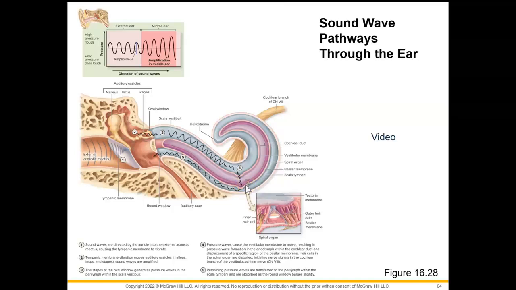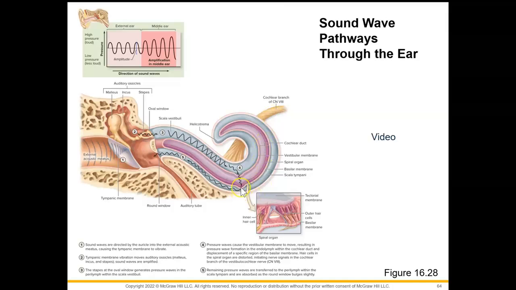And when it does that, the hair cells in the organ of Corti are going to be distorted, and that gives us the nerve stimulation that will be picked up by the cochlear branch and eventually sent over to our vestibulocochlear nerve, cranial nerve number 8, and will travel to the auditory cortex.